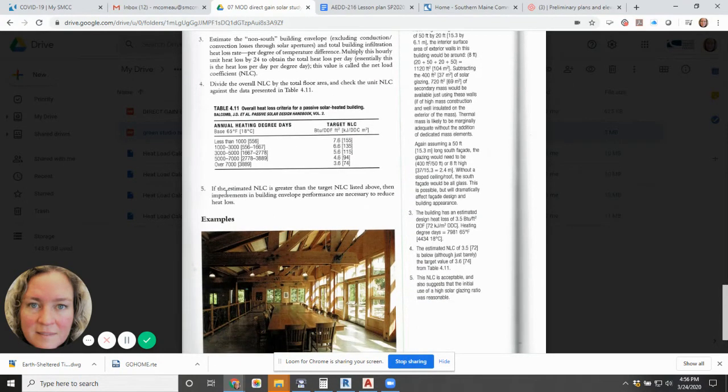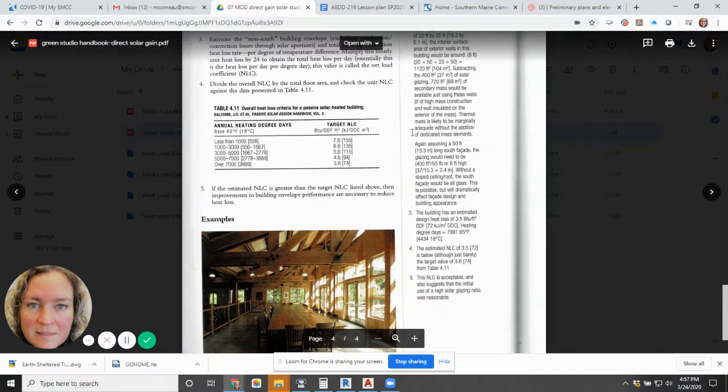And then the last bit here is, if the estimated net load coefficient is greater than the target net load coefficient, then improvements in the building performance are necessary to reduce the heat loss. If the net load coefficient ends up meeting, being the same or less, then you have the potential to have a completely solar heated house. Okay, so that's the deal.